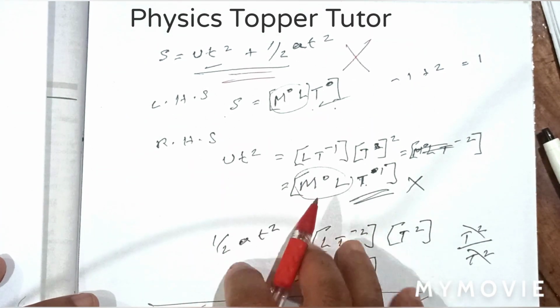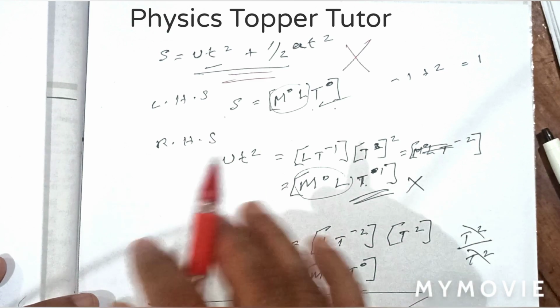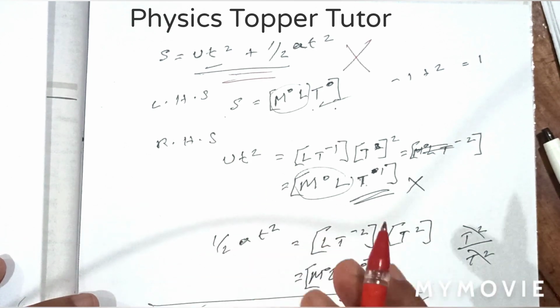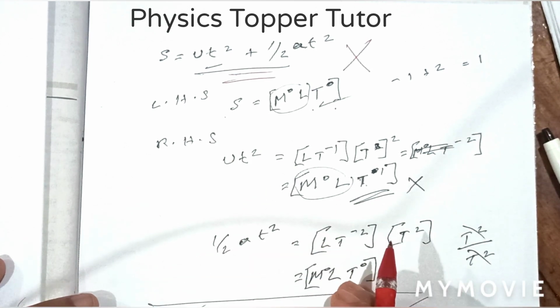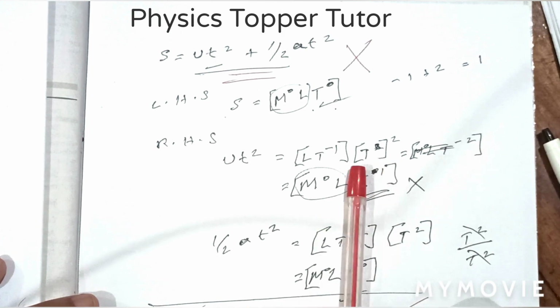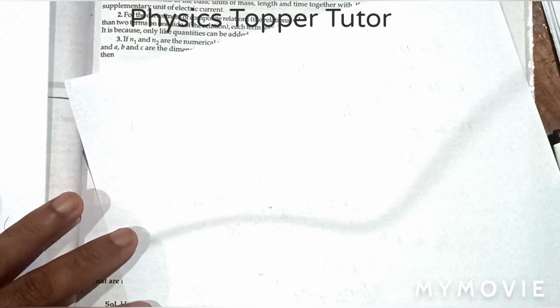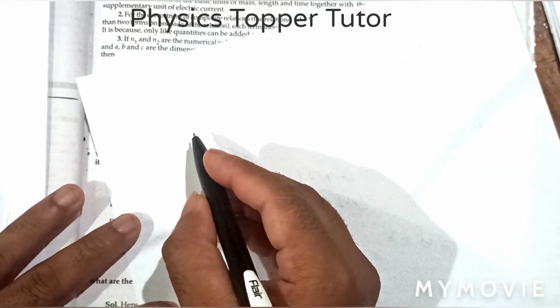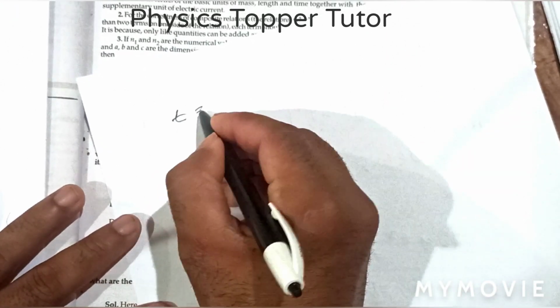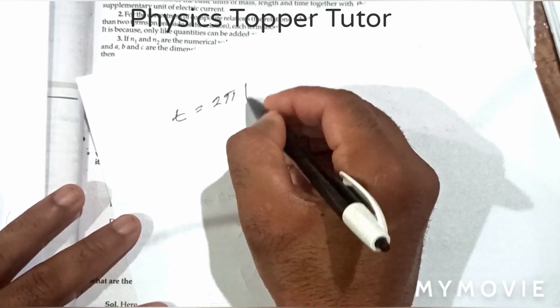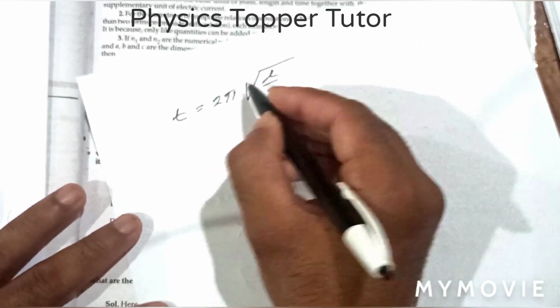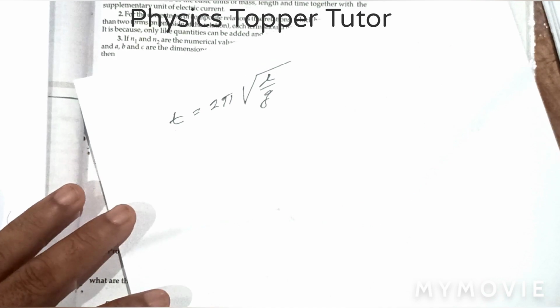So this is very useful to check whether the given equation, the given physical relation, is correct or not. Okay. And one more. Let's try for another one. T equal to 2 pi root L by G. This is time period of simple pendulum.